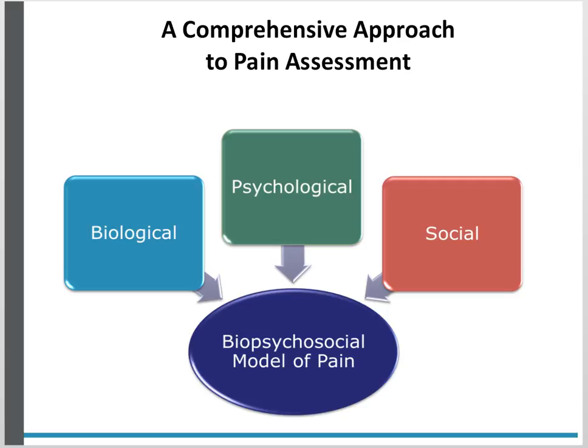The biological component focuses on whatever the injury was. The psychological component on variables like mood or the patient's personality, and social variables such as, is family support present? Litigation? Does the person like their job? A comprehensive assessment of a patient with pain needs to include all of these components.